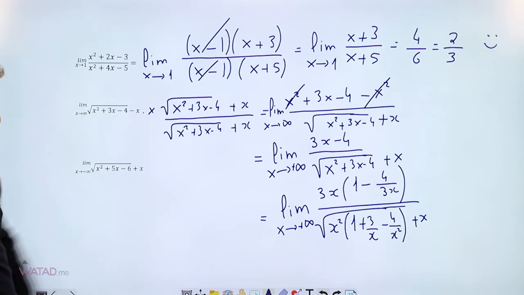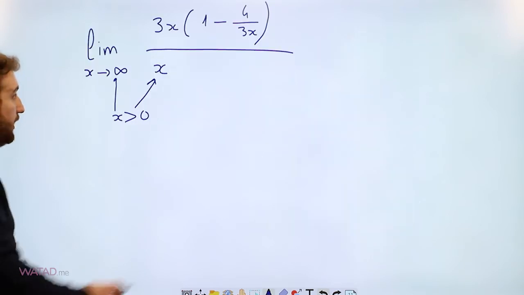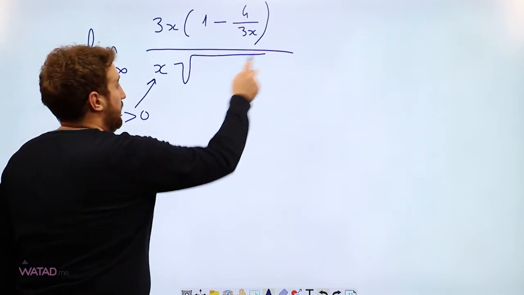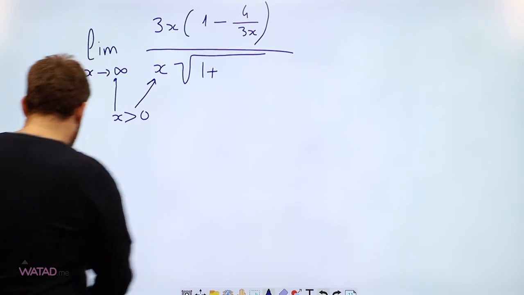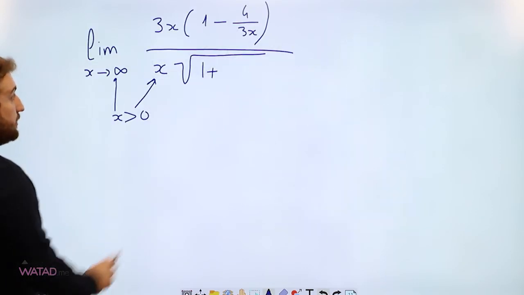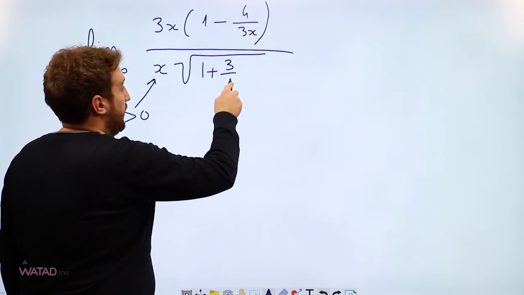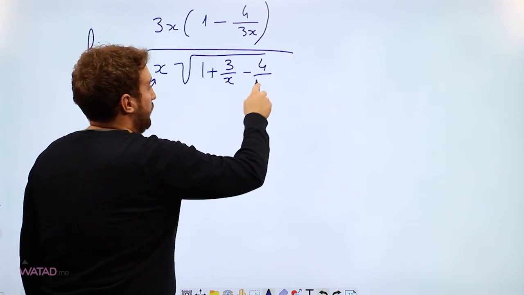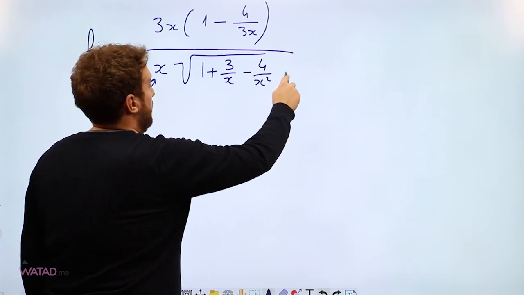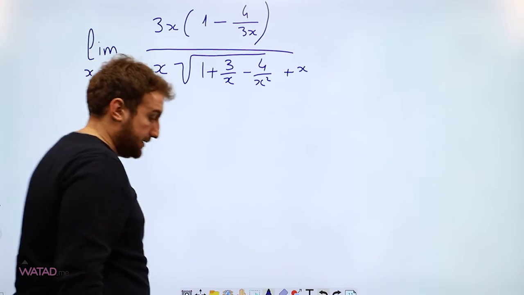So this is x squared. We took the x squared. Then we have the radical of 1 plus 3 over x minus 4 over x squared, and we had a plus x.